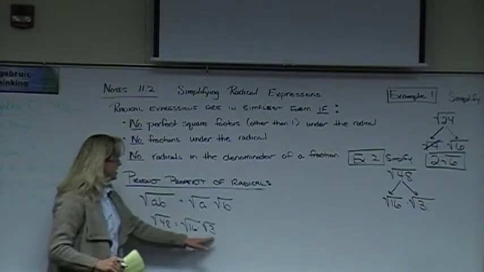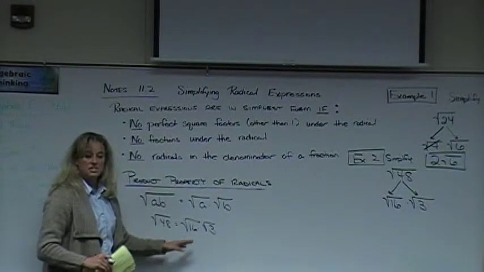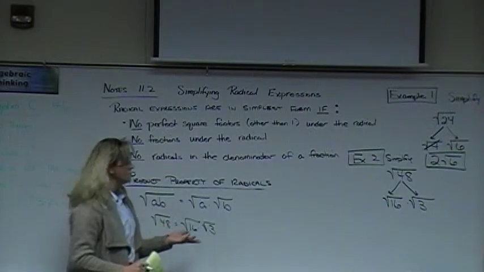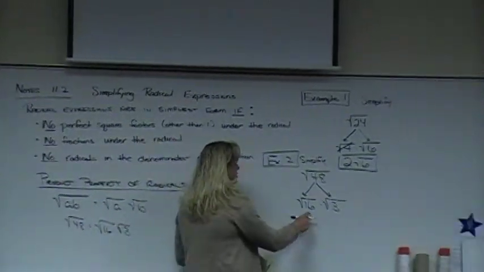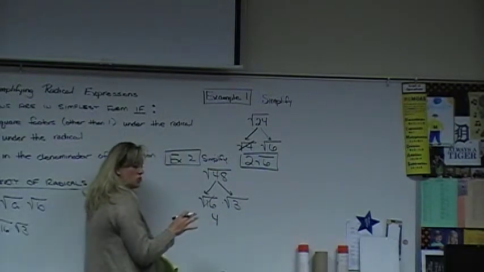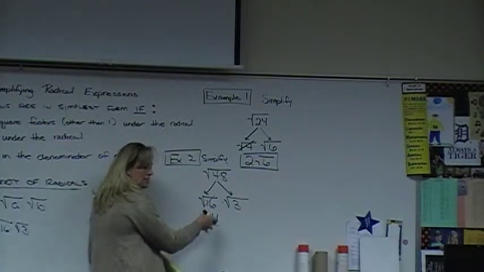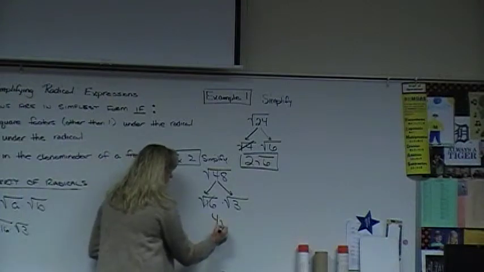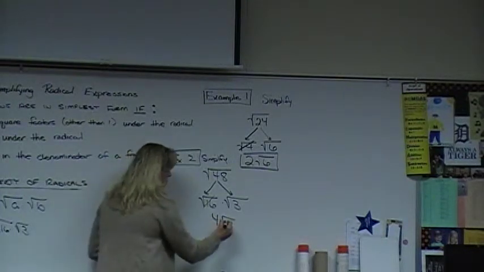Now, which one of these can be simplified? 16. The square root of 16, which is the perfect square. What is the square root of 16? 4. And once I take the square root, guys, there's no radical there anymore, so you can't take the square root of 4 again. Okay? Times, just square root of 3.